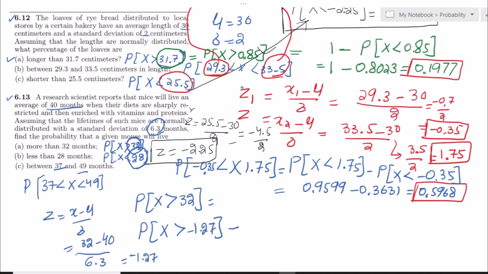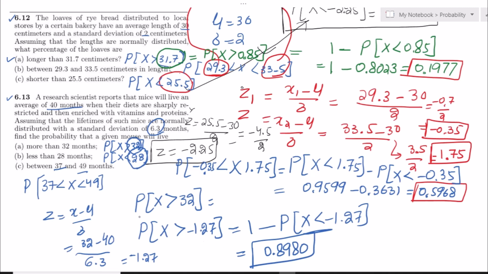So in order to find it, we will have to find the value for x less than minus 1.27, because the Z distribution table is in terms of this one, and then putting this value, subtracting it from 1, we will get the answer, that is 0.8980. Okay, so that is the solution of part A of my question.